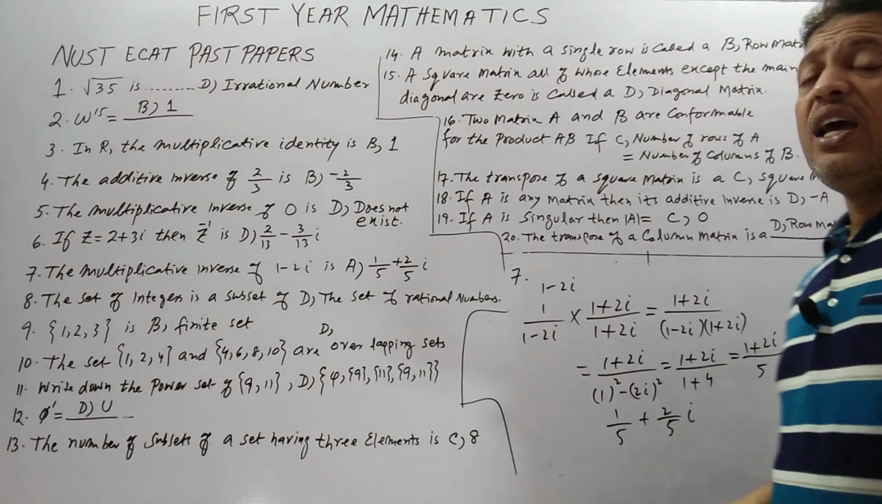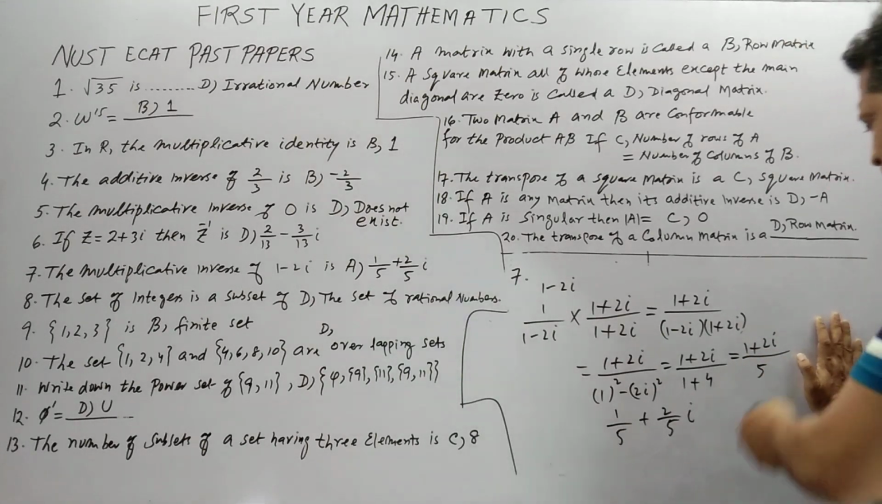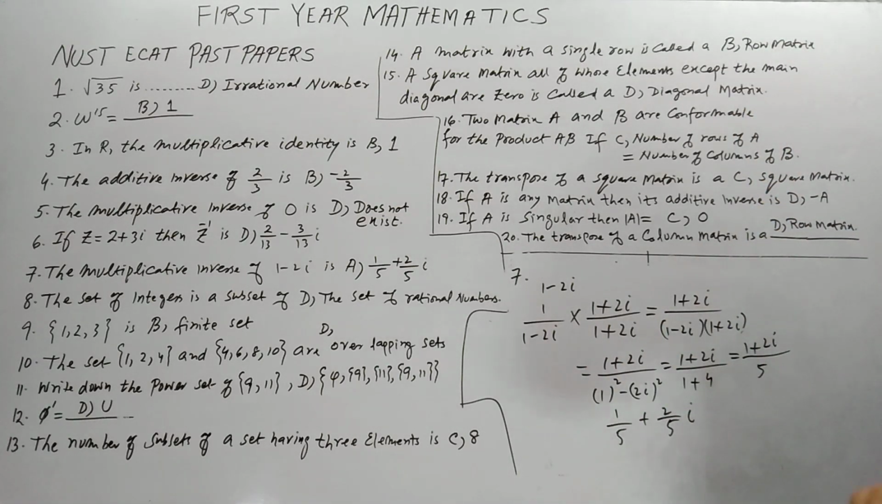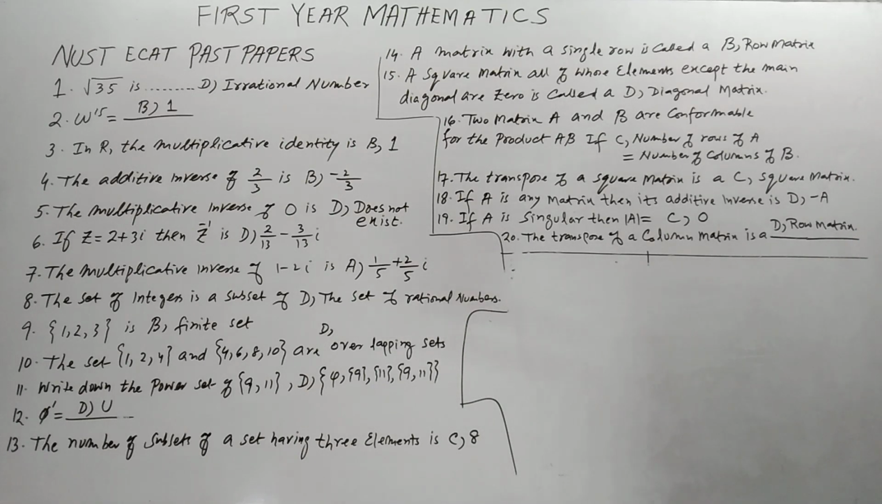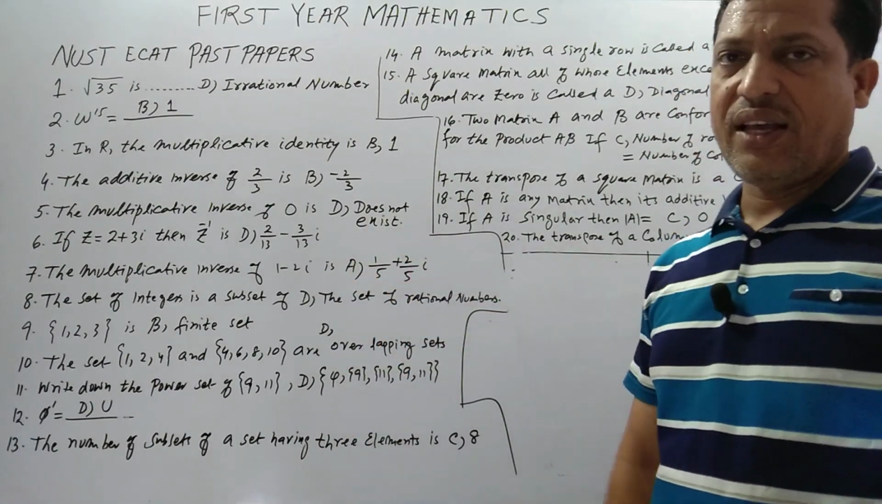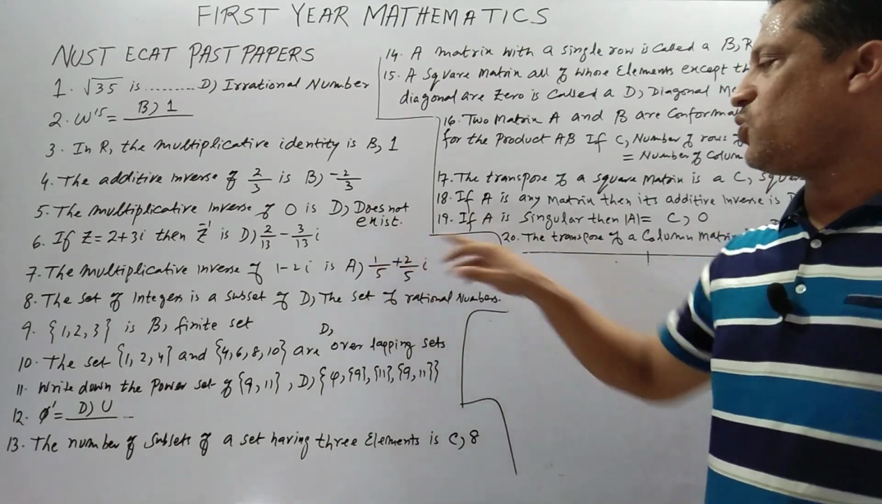Why do we write this? Because we always write a complex number in terms of real and imaginary parts. In the form 1 plus 2 iota upon 5, it does not show what is the real part and what is the imaginary part. So the correct answer is 1 upon 5 plus 2 upon 5 iota. Now this is question number 7, so the option of question number 7 is option A. You will see in past papers the option A is 100% correct. Answer is 1 upon 5 plus 2 upon 5 iota.